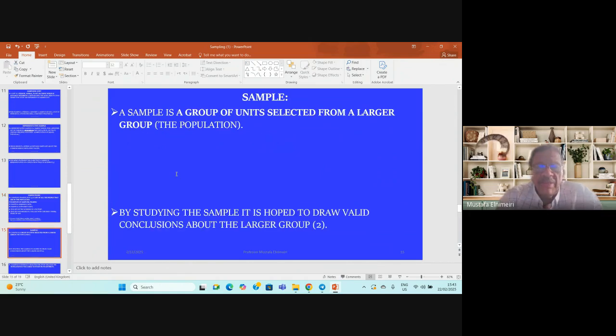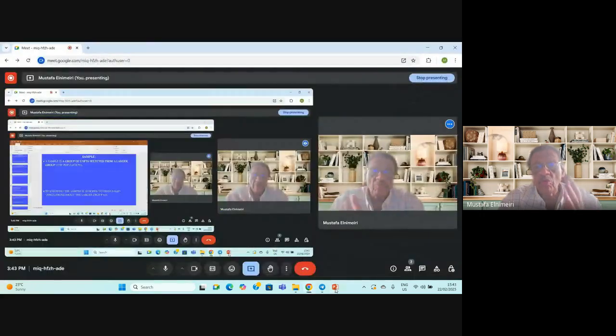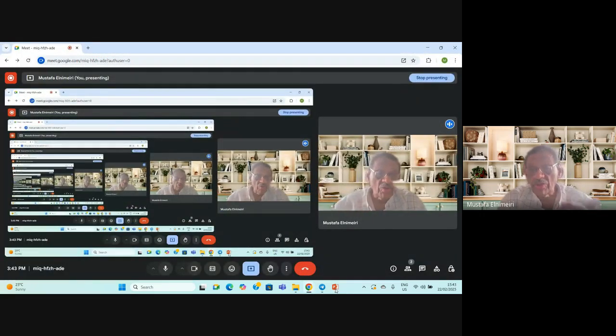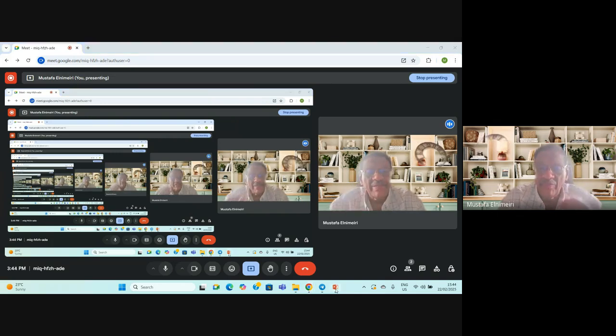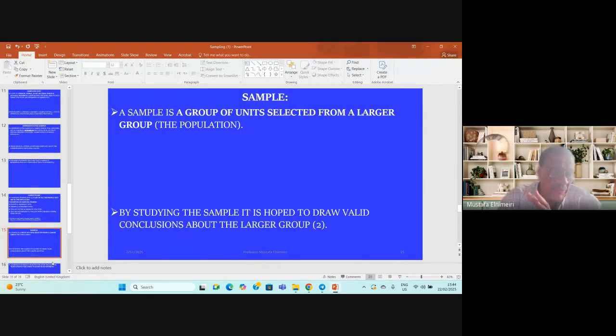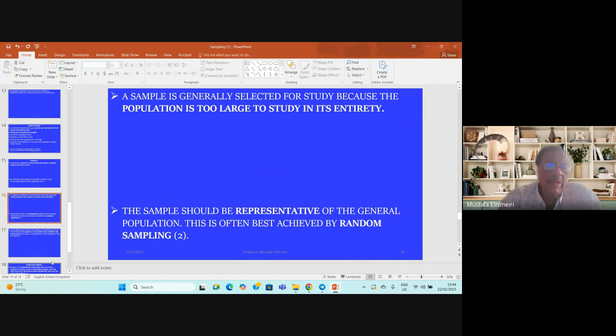The sample is a group of units selected from a larger group, the parent population. By studying the sample, we are interested to draw valid conclusions, valid results that represent the parent population, as we have mentioned. A sample is generally selected for study because the population is too large to study in its entirety, and the sample should be representative of the general population.